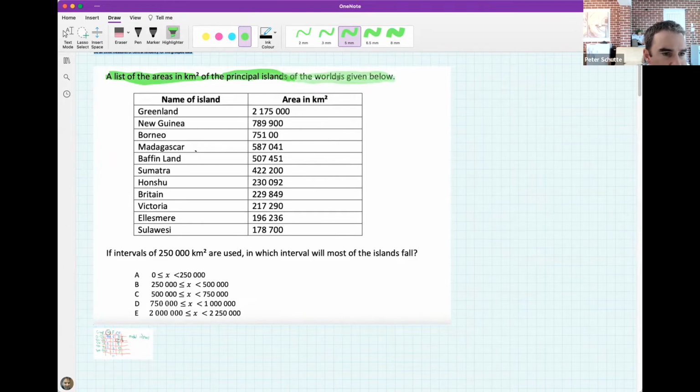Now, at the moment, even though this is a table, in some ways this is just a list of data, because it's an item with one value. And so this is a list of data. However, if we go to the question, it says, if intervals of 250,000 kilometers are used, in which interval will most of the islands fall?